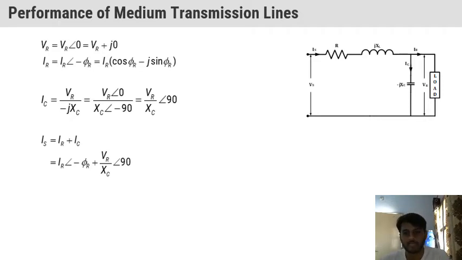Then we have IC. What is the value of IC? IC is equal to VR upon minus jXC, because it is a capacitive current. So we can calculate it like this, and if we combine both values, then we get IS. Now IS is no longer equal to IR. And then if we want to calculate VS, then VS is equal to VR plus IS into Z.